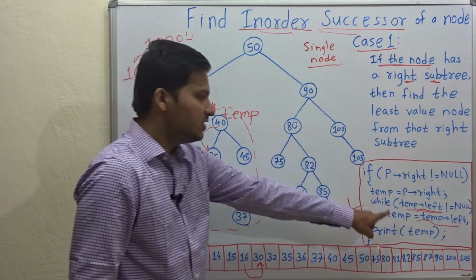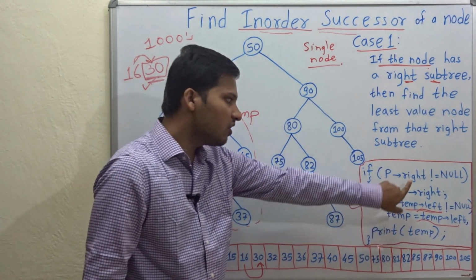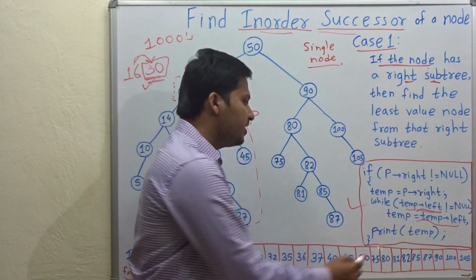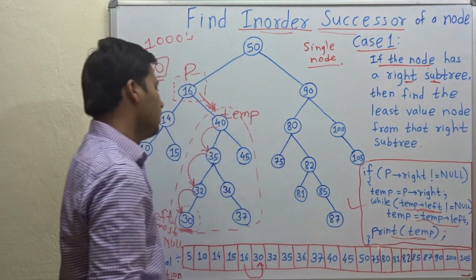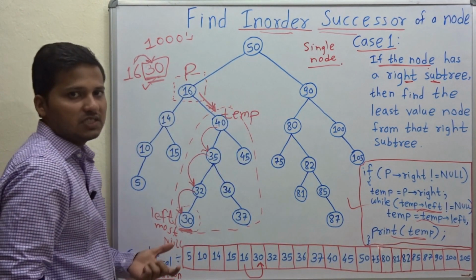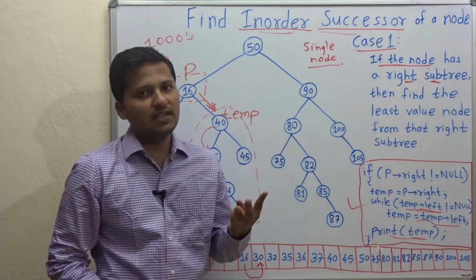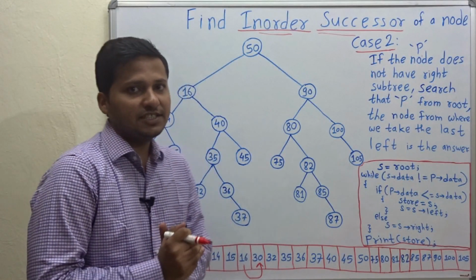Okay, in this way we have found out the in-order successor of a node, and then we print that in-order successor. So this is the first case. Now let's go to the second case.